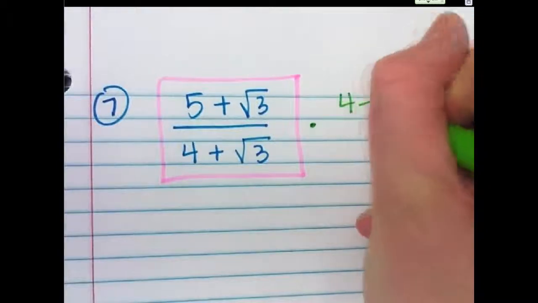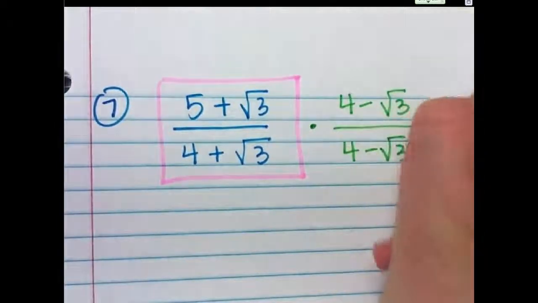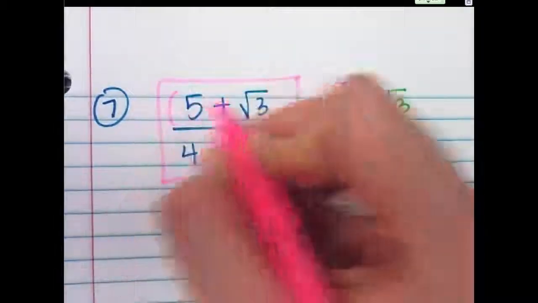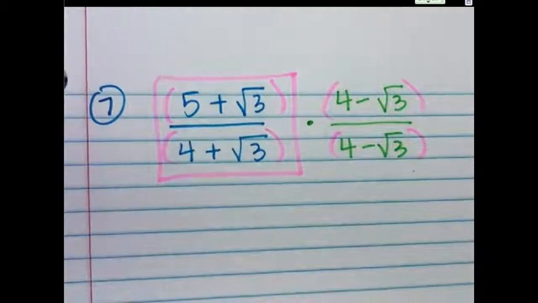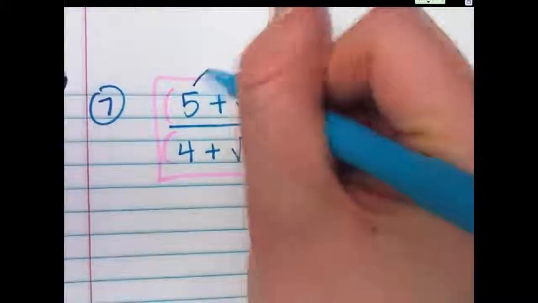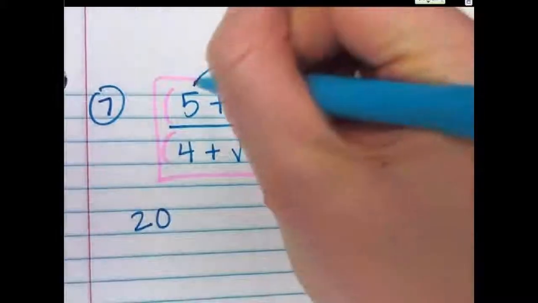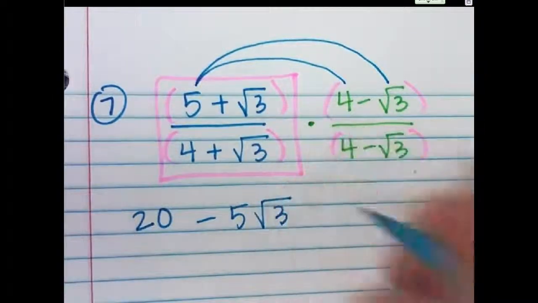Perfect. 4 minus square root 3, 4 minus square root 3. Now there's no parentheses, so if you like the parentheses and you want to throw them in there to help you FOIL, that's fine. It doesn't matter. But you definitely have to FOIL the top. So just regular FOIL, 5 times 4, 20, minus 5 square root 3.